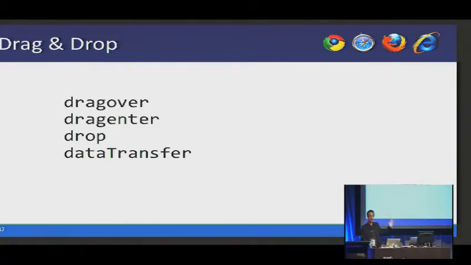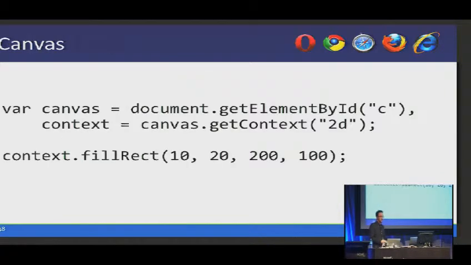If you want to see an example of drag and drop working, try and drag an attachment into Gmail. And I don't know if any of you have tried that before, but you can drag an attachment from your desktop and just drop it in Gmail and it'll attach it. Magic. The next thing is the Canvas JavaScript API.